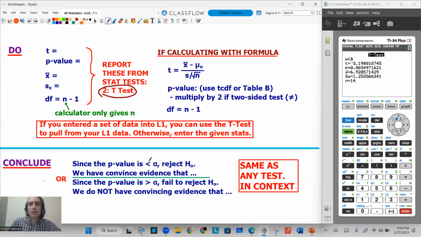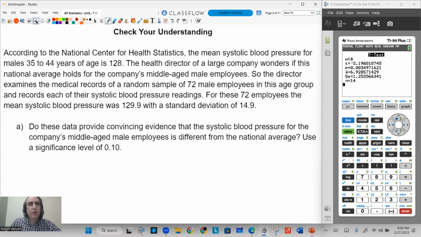If our p-value is less than alpha, reject the null. We have convincing evidence that, in context. And if our p-value is greater than alpha, we're going to fail to reject the null, and we do not have convincing evidence, in context. So go ahead and try this question here. Pause the video and try it on your own, and I'll walk you through it.